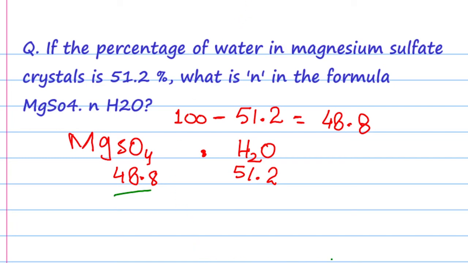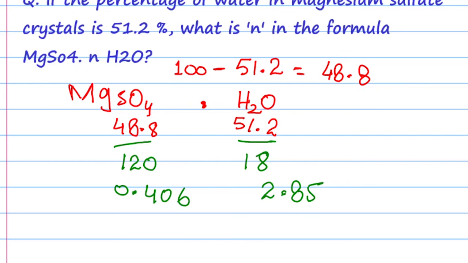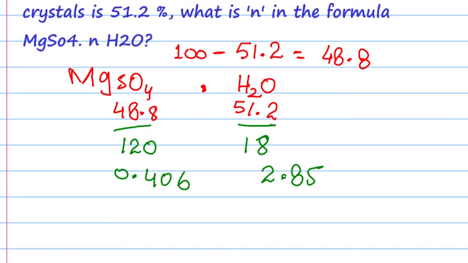Now we will divide all the values by their molecular masses. So after dividing 48.8 by 120 and water by 18, we will get the answer, that is 0.406 and here 2.85. Now what is the smallest figure? The smallest figure is 0.406. So we will divide all the values by the smallest value, that is 0.406.